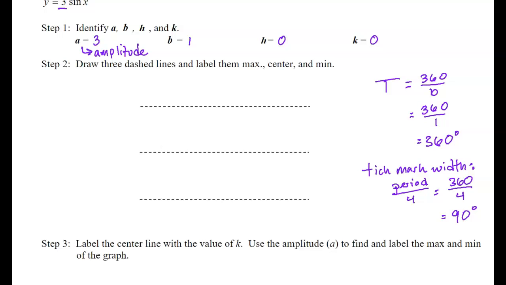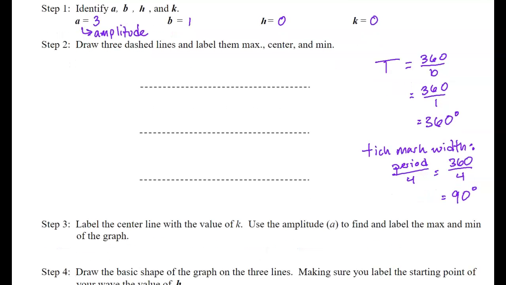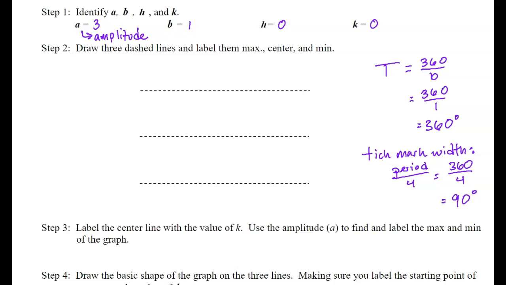Yes, Peyton. So now I have everything I need to graph this. There's nothing I need to solve for, nothing else I need to find. So now we're going to do what these steps tell us. We already drew the 3 dashed lines: the max, the center, and the min. Then we label the center line with our K value. The center line is always our K value. Here, because the K value is 0, the center line is 0.